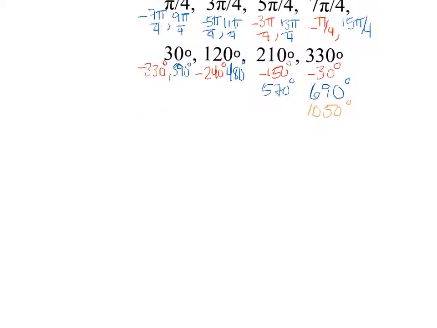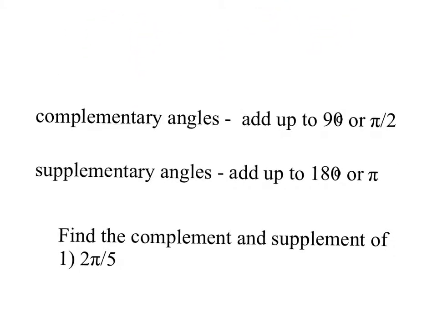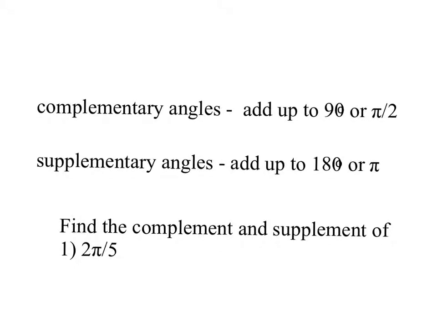Now the other thing that I want to talk about, and then we'll be done with this, this is kind of a longer video, sorry. Definitions here. Complementary angles add up to 90 degrees or pi over 2. If you think about that, 90 degrees is up here. It makes a corner. So complementary makes a corner, CO, corner. You can help remember it that way.